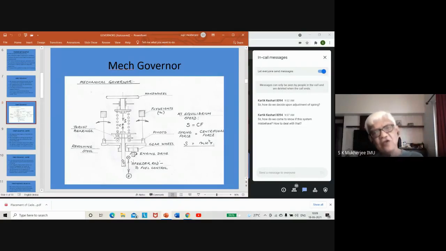Some breakdown, you repair it. Just repair is not enough. You have to identify the reason for the breakdown and eliminate that reason and then do the repair. Okay, so let's move on.